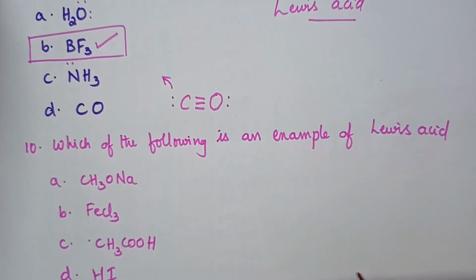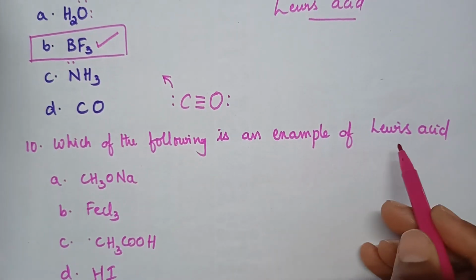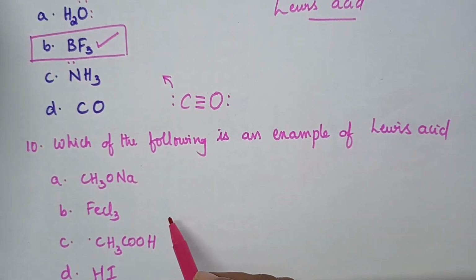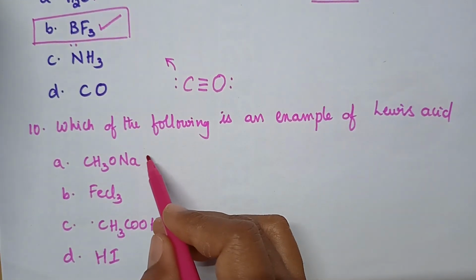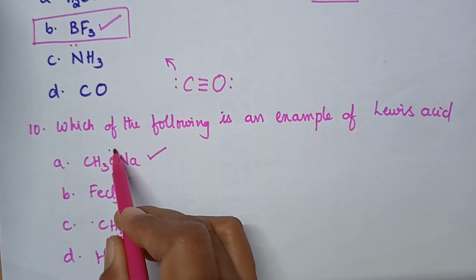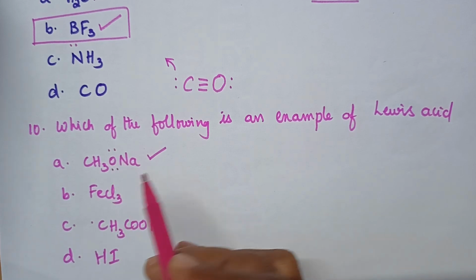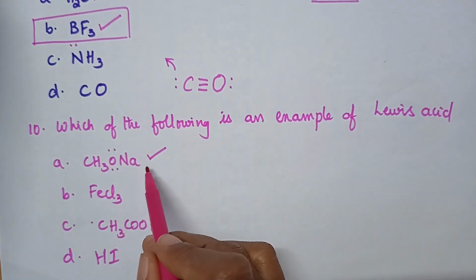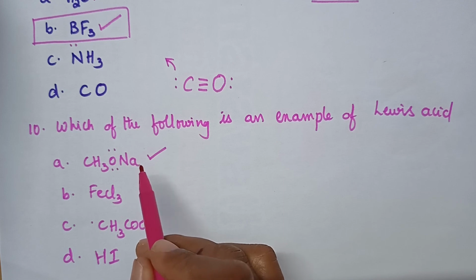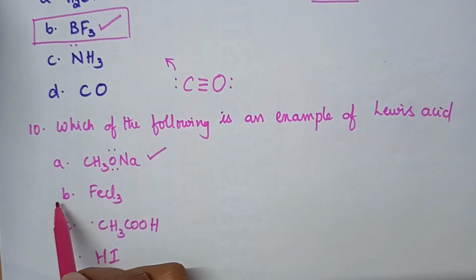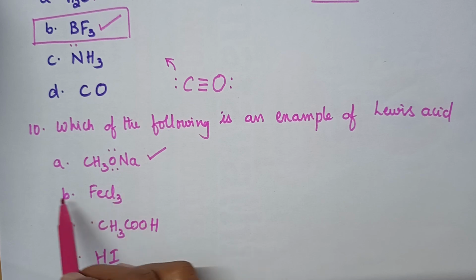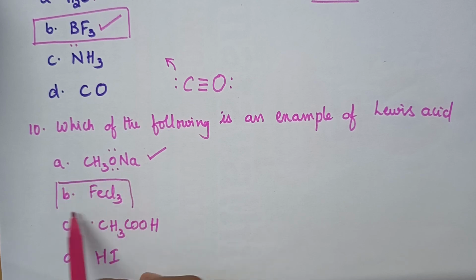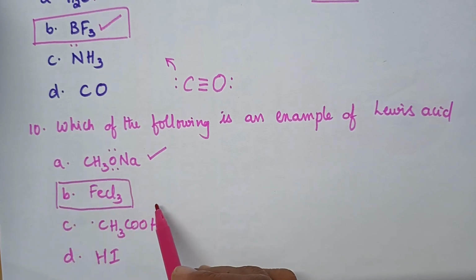Which of the following is an example of a Lewis acid? Lewis acid means electron deficient compound. In the first option, oxygen is present. That means two lone pairs are present. So it will act as a Lewis base. Coming to the second option, that is iron trichloride. It is an electron deficient compound. So it will act as the Lewis acid.